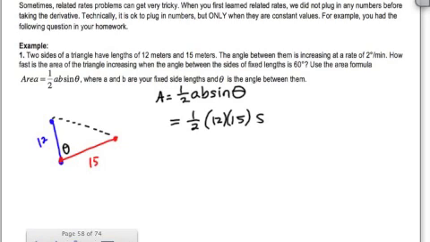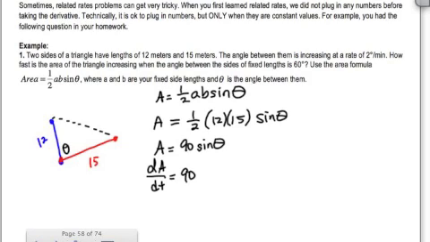1/2 times 12 times 15 sine theta. So you get A equals 90 sine theta. So dA over dt equals, well, the numbers just pull out to the front, 90. So derivative of sine is cosine theta d theta dt. Okay? Is that how you did it on your homework? Yay.